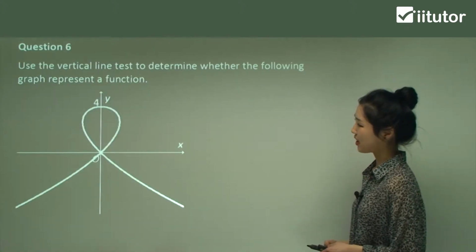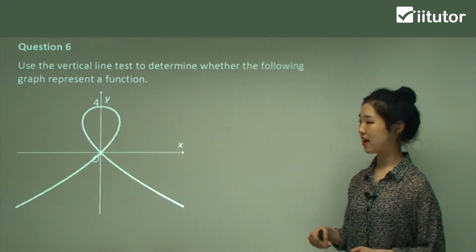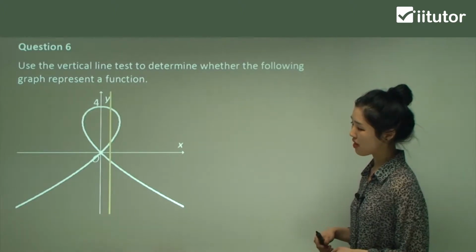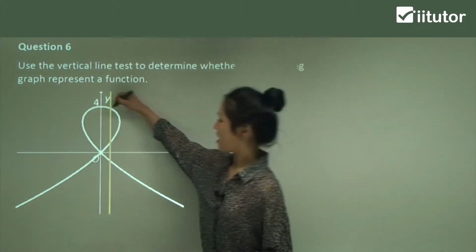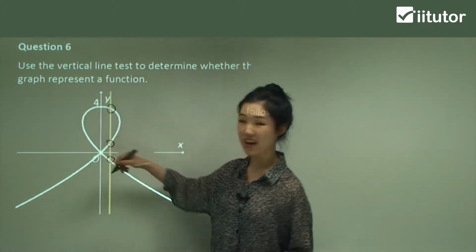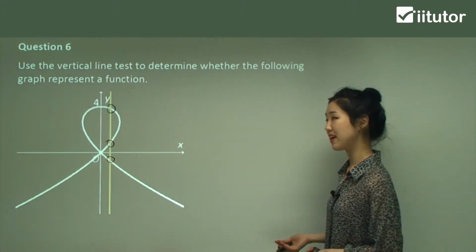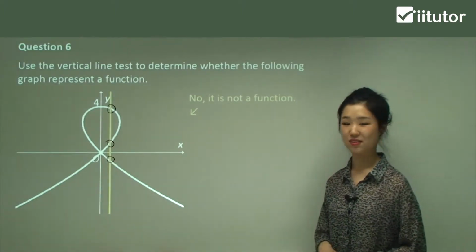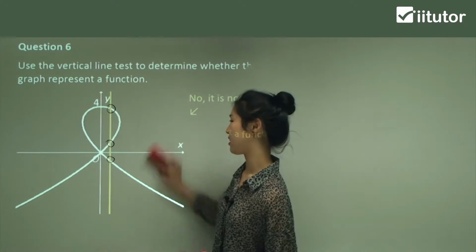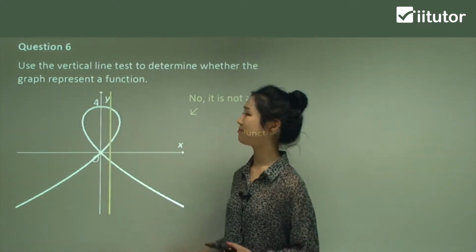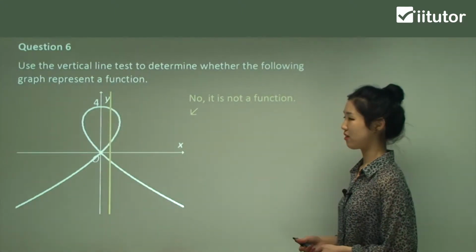Question 6. Again, let's try putting a vertical line through this graph. I'm going to put it there, and this one has 1, 2, 3 points of intersection, which means it's definitely not a function. We only want one point of intersection for it to be a function. So this one's not a function.